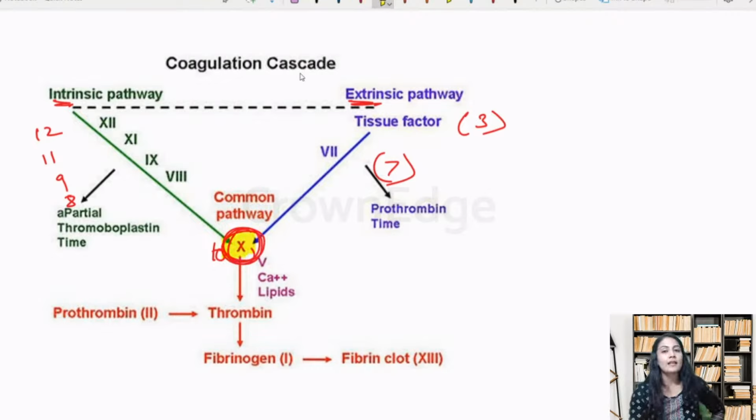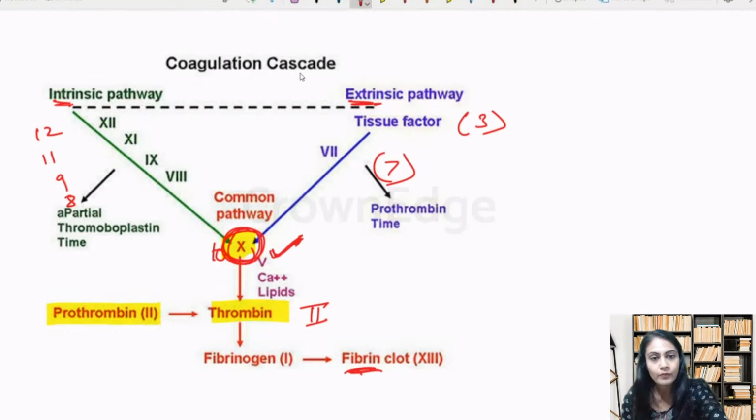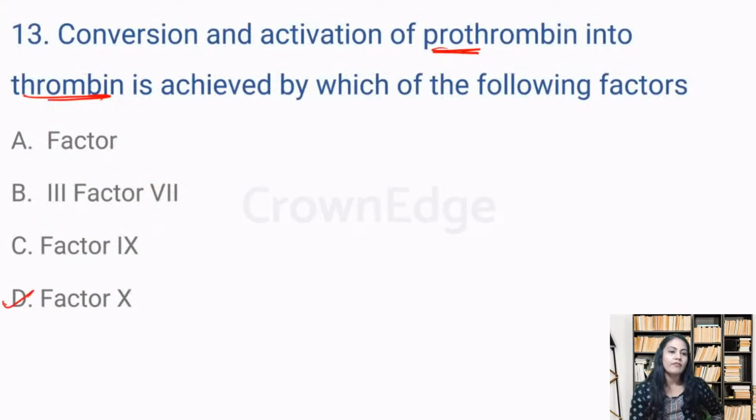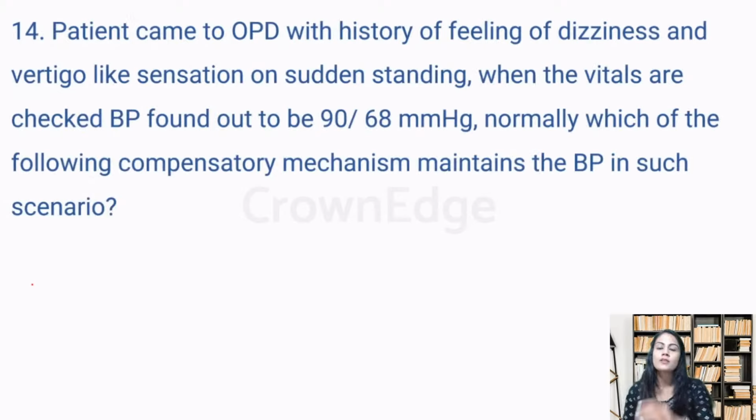Remember, this factor 10, once it is activated either from the extrinsic or from the intrinsic, that is going to activate your prothrombin and convert your prothrombin into thrombin. That is factor 2. And ultimately, this factor 2 is going to convert the factor 1 into its active form, that is fibrinogen to fibrin. We already discussed that in a detail. So remember, over here they are asking about this factor, that is factor 10. Okay, so the answer over here is very simple, factor 10. They're asking about activation of factor 2, which is factor 10.